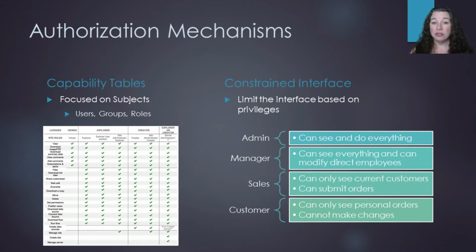A constrained interface is where we actually modify the interface based on permissions that are granted. So, for instance, if I am the admin, I can see and do everything. Whereas if I am only in sales, I can see current customers, and I can submit orders, but I can't see non-active customers, and I can't approve orders, but I can submit them. So individual rules based on what your role is or what the individual privileges are for this given user. So a constrained interface means that we're changing the interface around based on the privileges of the user that is currently using the system.